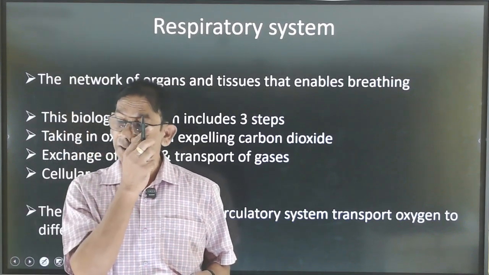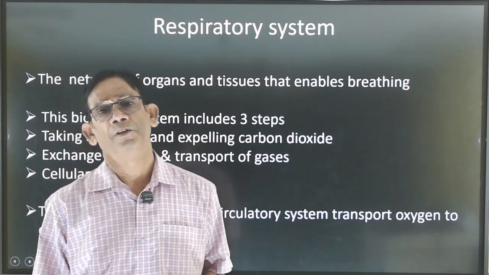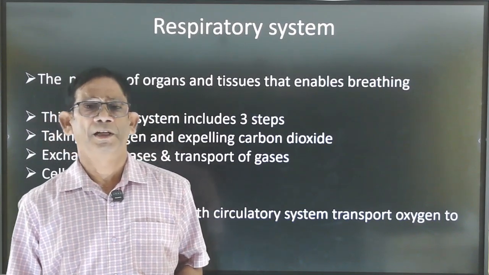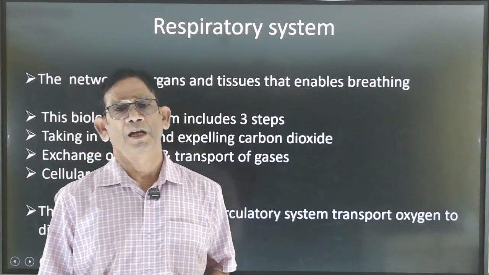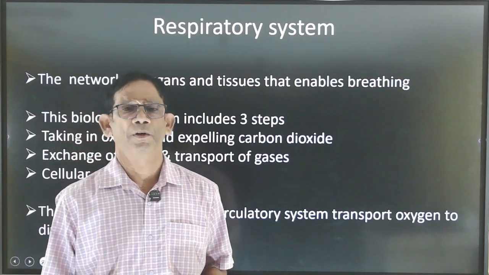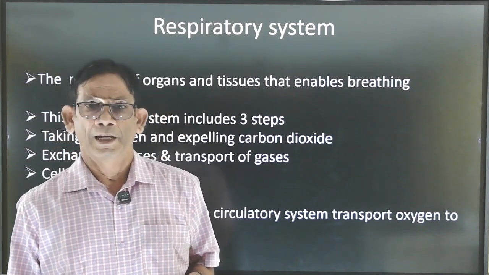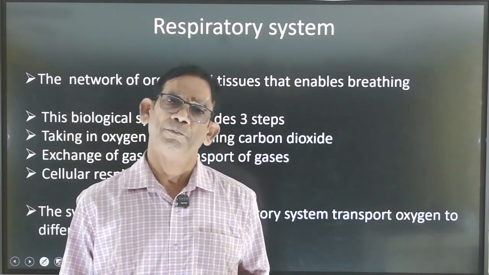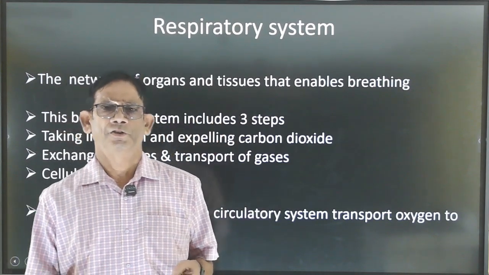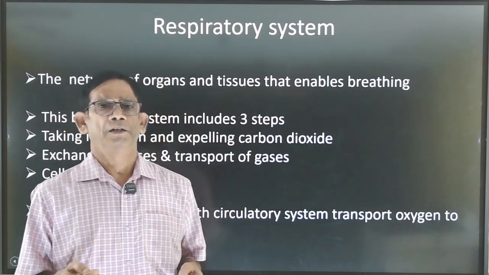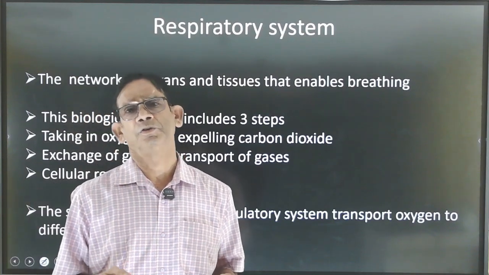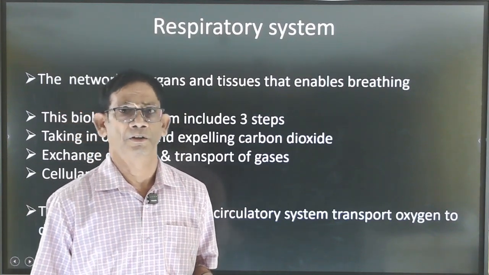The respiratory system consists of the organs associated with respiration. With the help of the circulatory system, it passes oxygen to different tissues, and at the same time takes carbon dioxide from the tissues and helps in exhalation.